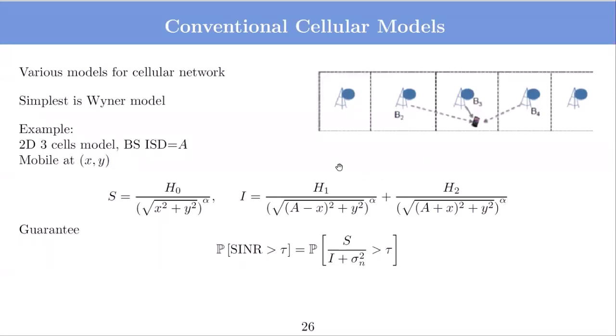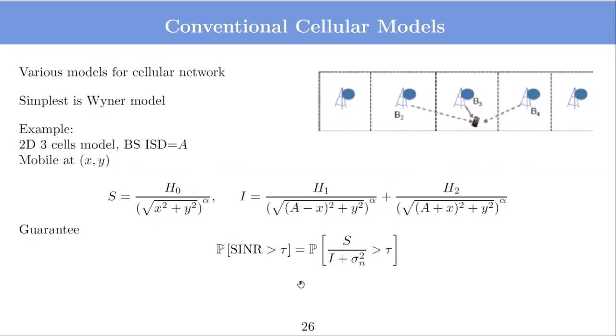So power from this base station would be h1 upon the distance from it to the power alpha, and the distance would be given, if this is xy and the distance is a, by a minus x squared plus y squared. Similarly, from the other base station, the interfering power would be h2 upon the distance to the power alpha. And our goal is, I can compute a SINR from this, which would be a random variable.